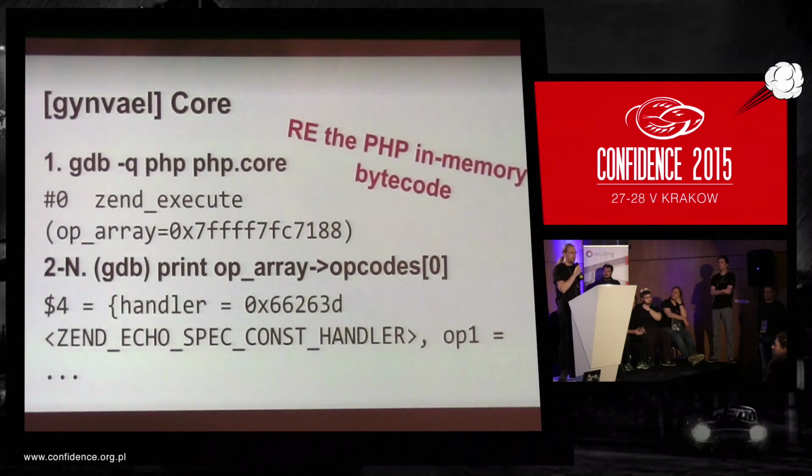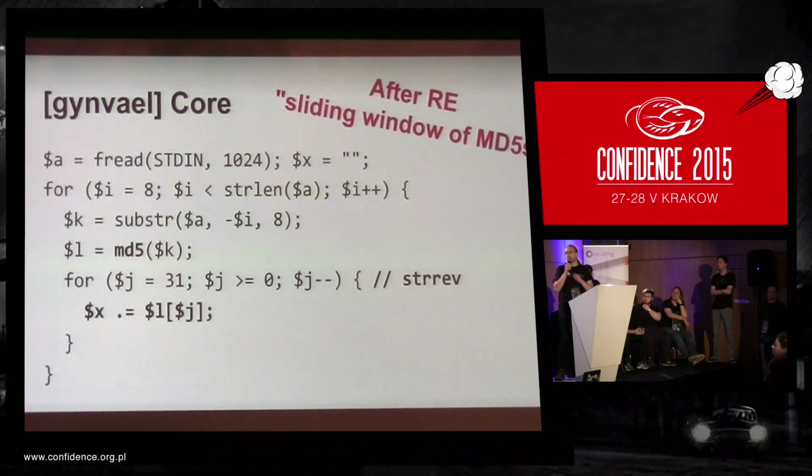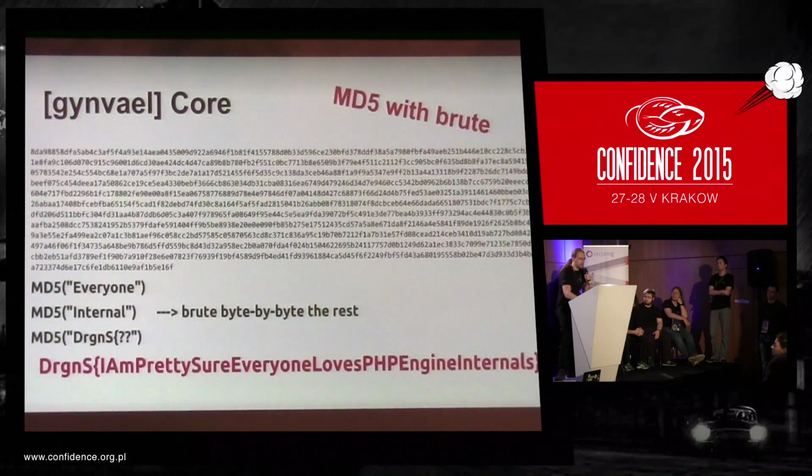Now you needed to reverse engineer this in-memory PHP bytecode to something more readable, like PHP. And you would get quite a lot of code, but including something like this. This was basically reading your input, and then doing an MD5 sliding window, doing a string reverse on the hex digest, and adding it to a final sum, and the final sum was like this thing.